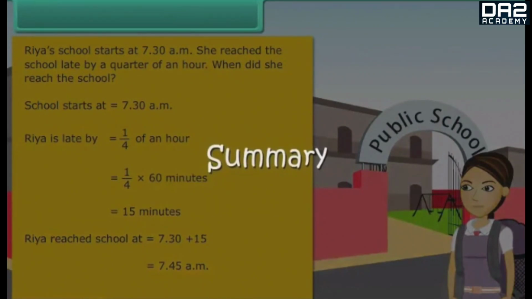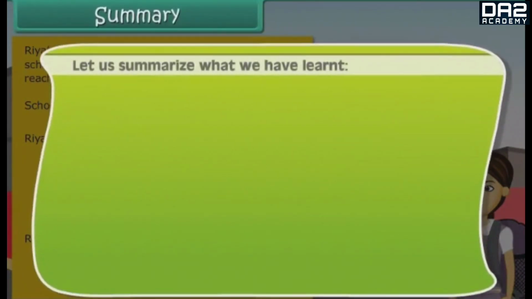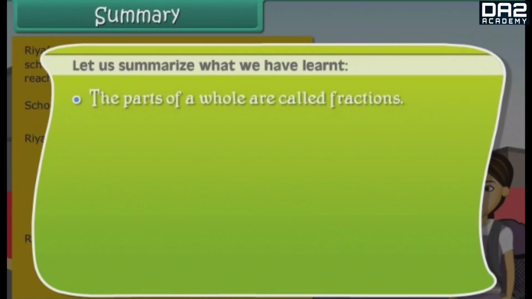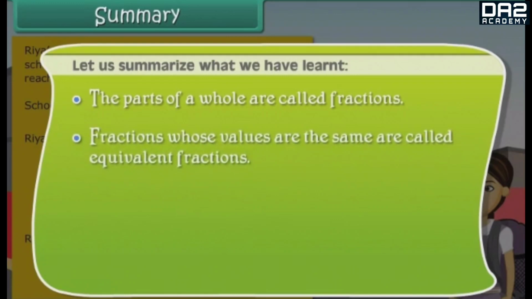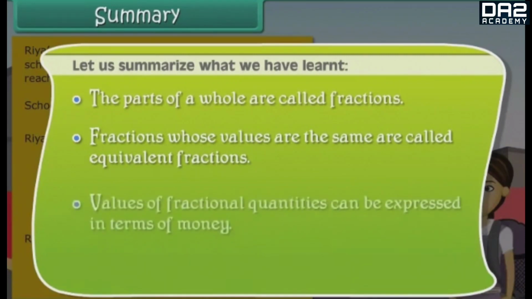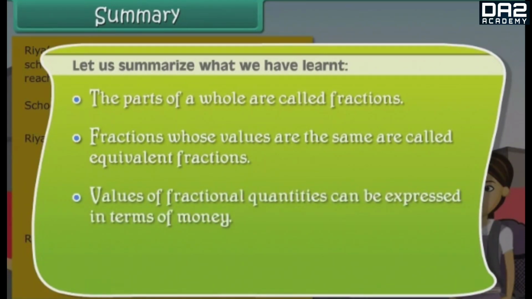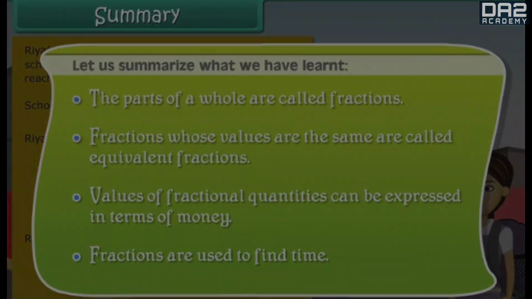Summary. Let us summarize what we have learned. The parts of a whole are called fractions. Fractions whose values are the same are called equivalent fractions. Values of fractional quantities can be expressed in terms of money. Fractions are used to find time.